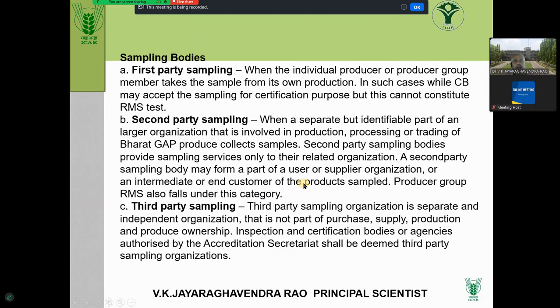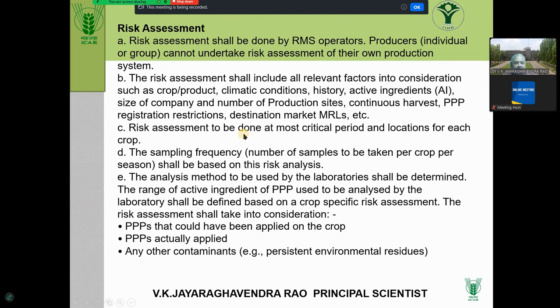If it is exceeding, there are so many sampling bodies: first party sampling, second party sampling, third party sampling. Before NHB or any certificate agency gives you a certificate, they are going to check. Suppose I come from IIHR to check you, I can do the sampling. Risk assessment, that is, RMS operators, residue management specialists, plant protection products, what are the MRL, maximum residue levels, and what are the production sites.